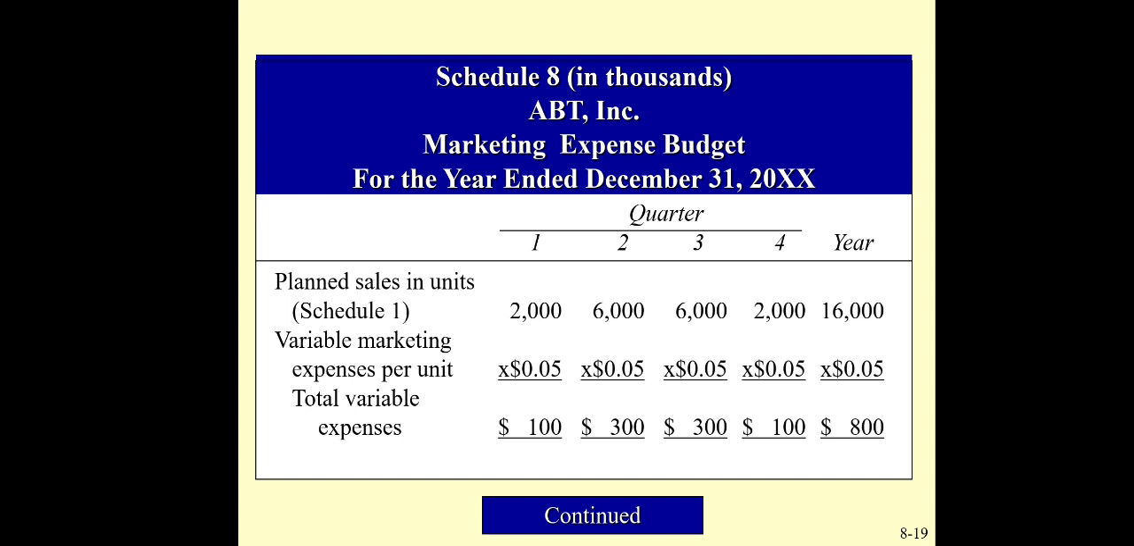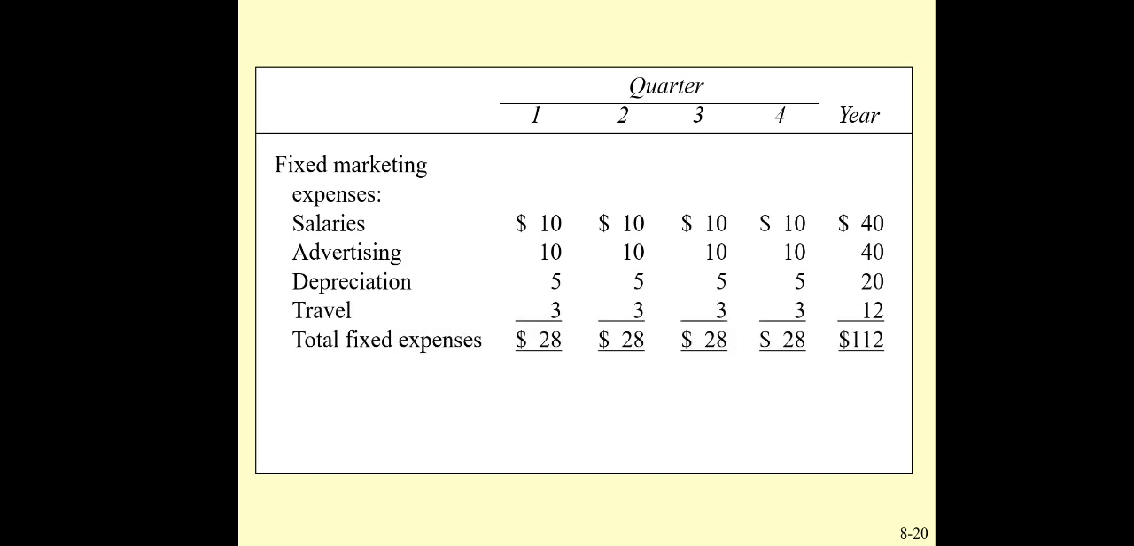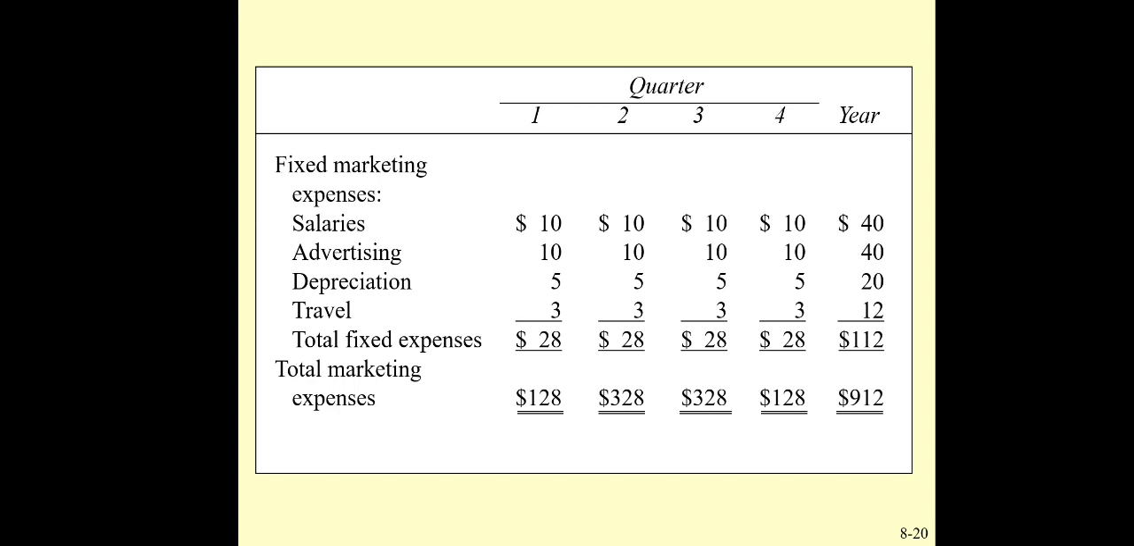Quarter 2, 6 million unit sales times 5 cents for every unit of variable marketing expense. The total variable marketing expense is 300,000. Quarter 3 300,000, quarter 4 100,000. So the total variable marketing expense budgeted is 800,000. This is the first half of the marketing expense. Okay, this is the second half of the marketing expense.